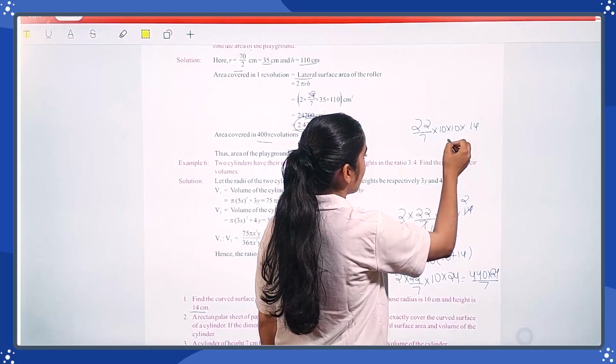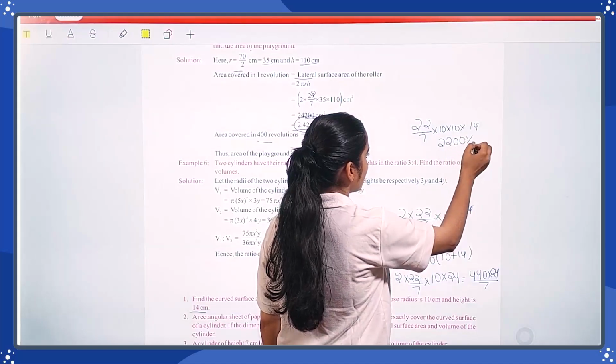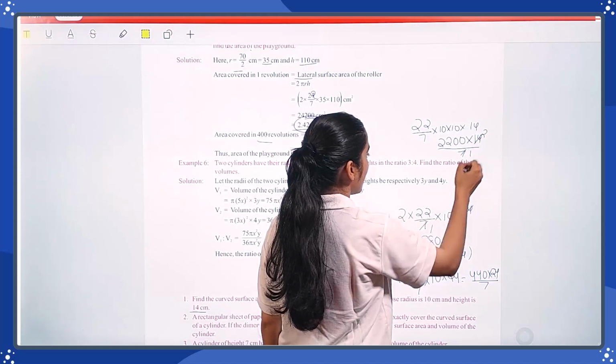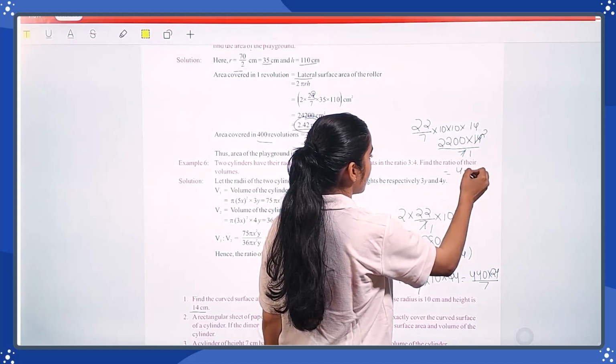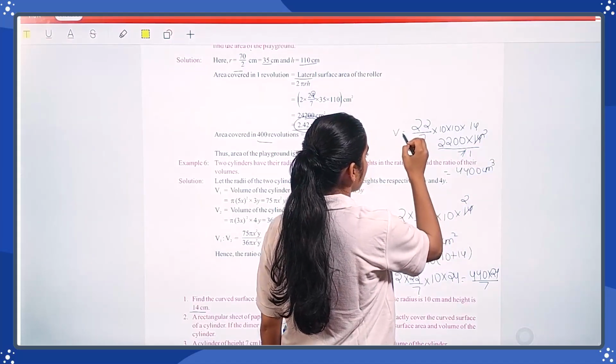So 10 multiplied by 10 is 100, 100 multiplied by 22 is 2200, multiplied by 14 upon 7, 1, 2, and your answer is 4400 centimeter cube. It is your volume.